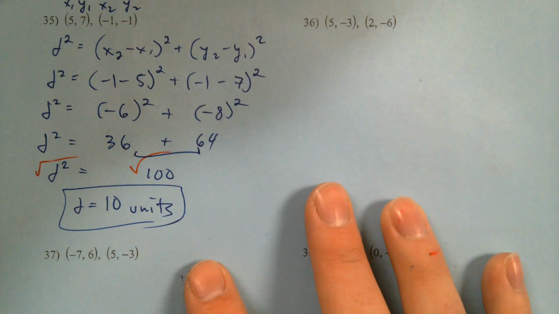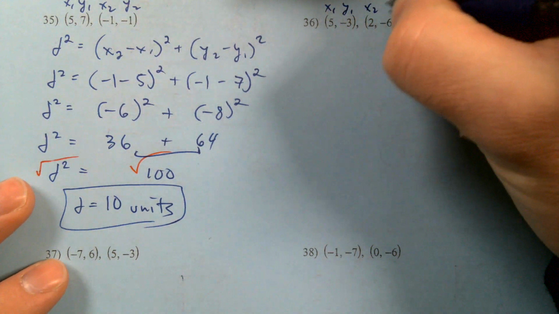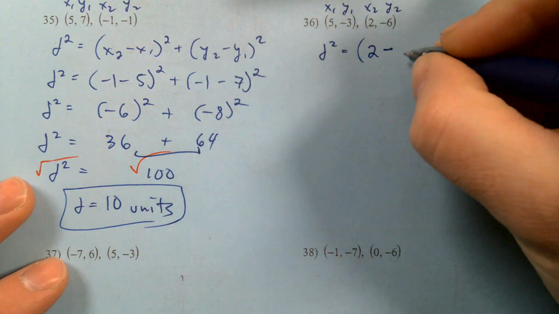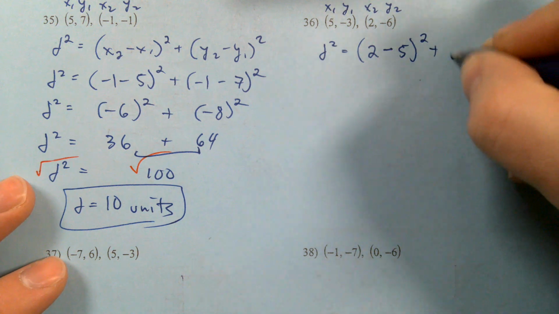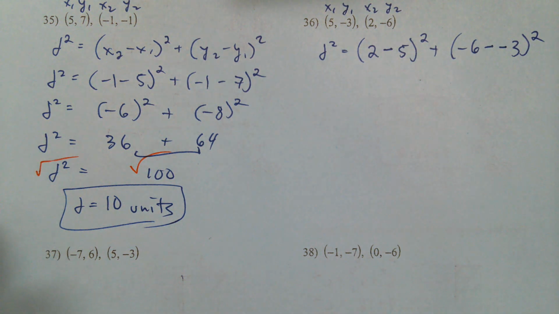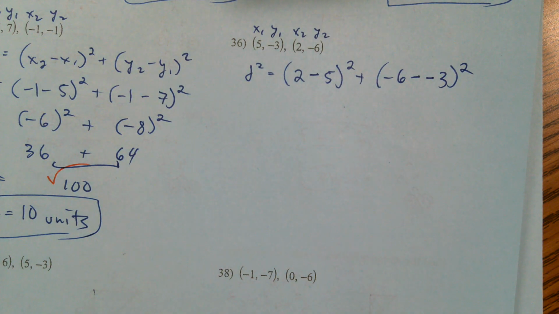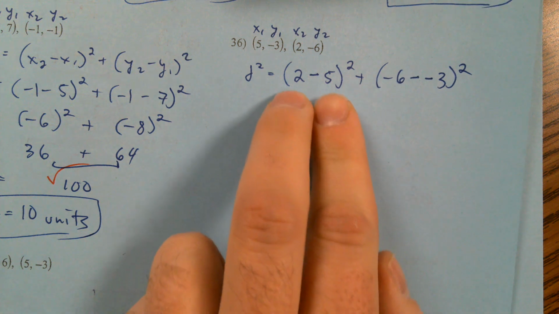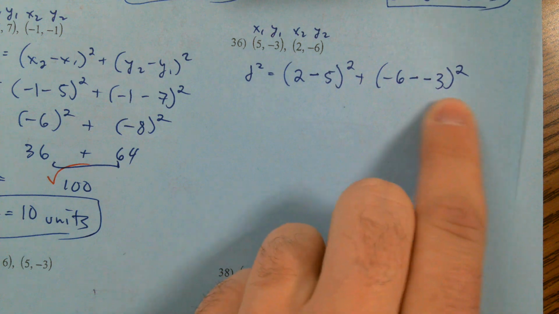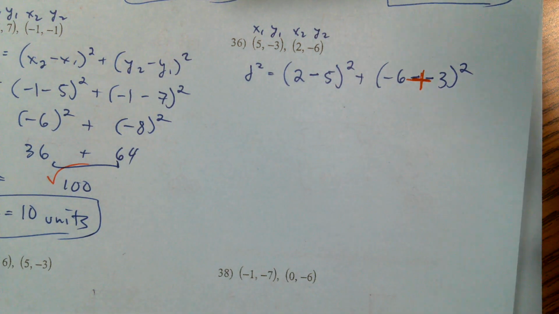All right. 36. x1, y1, x2, y2. d squared is equal to x2 minus x1 squared plus y2 minus y1 squared. Now, something I want to point out here is we got to be careful about these double signs in there. We have to have a minus sign in between our two terms when using the distance formula. But if we're subtracting a negative number, we have two minus signs together that form a plus.